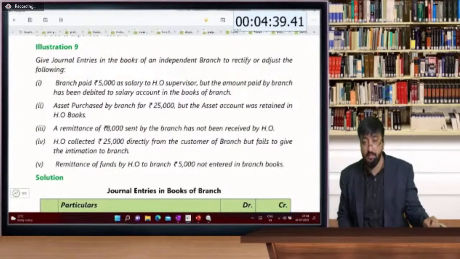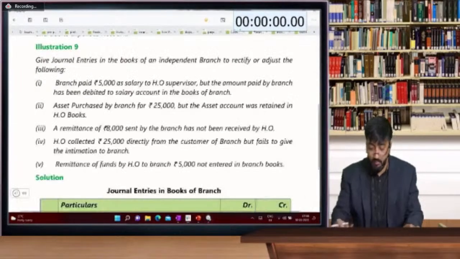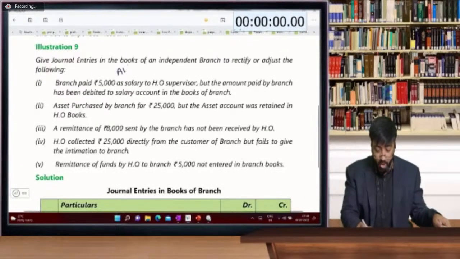Last 30 seconds. Fast. Chalo. Already passed.